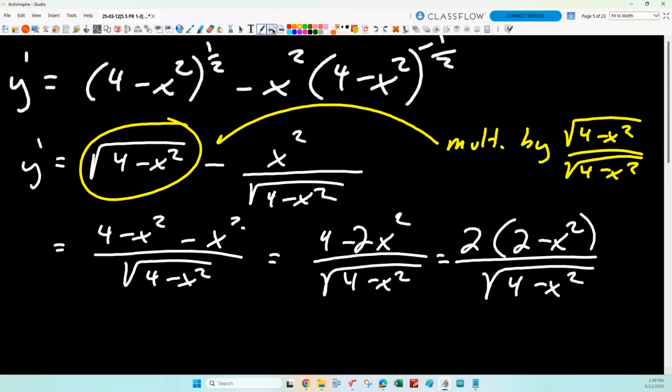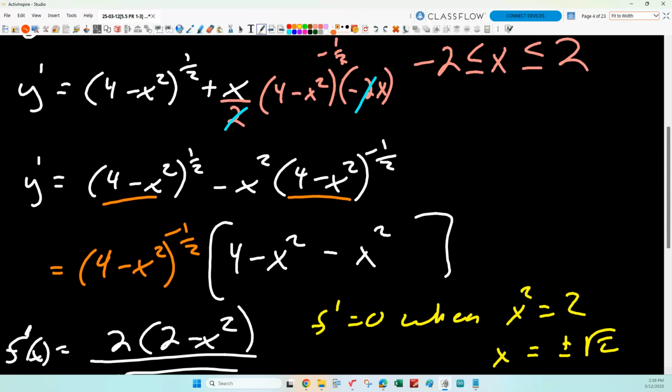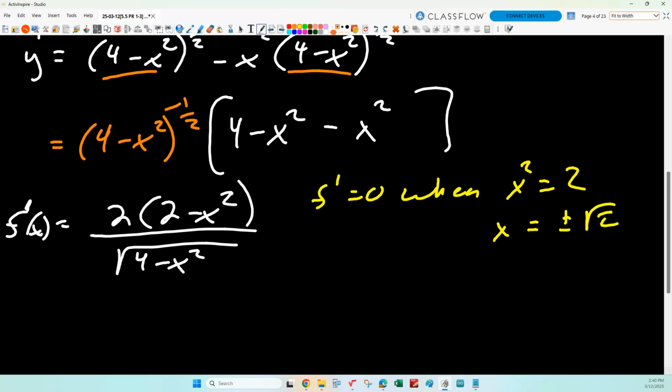Now, if we're trying to figure out everything, and let's say we are, inflection points too, what do we need to do next? Second derivative, yeah. And where would we go for our second derivative? We can do this as either a quotient or a product. Take your pick. I guess it's a quotient, so let's just do it as a quotient.